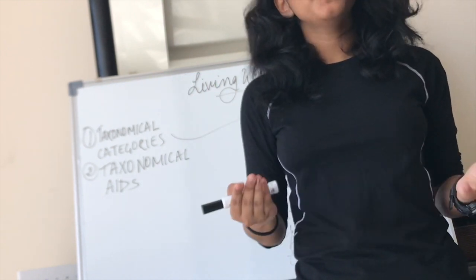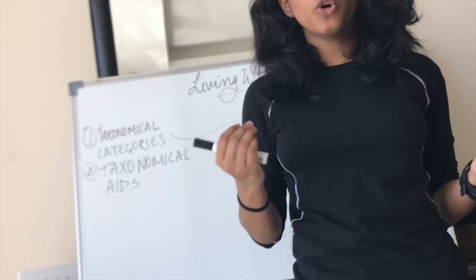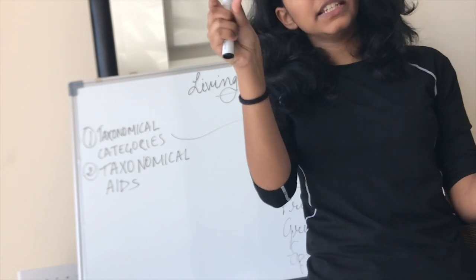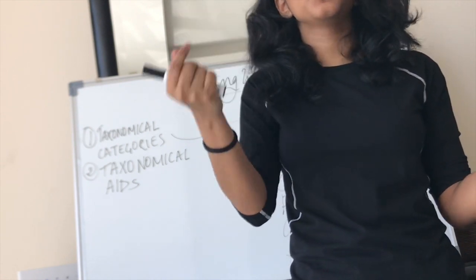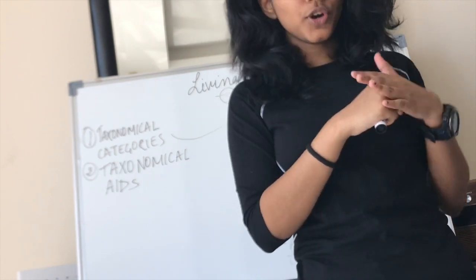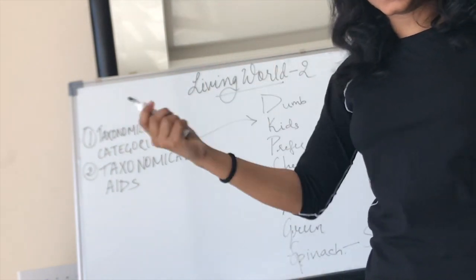Similarly, we have humans. Humans are Homo sapiens, as everyone knows. Homo is the genus name and Homo sapiens is what we are, that is the particular species. So if you understood what species are, let's move to the next category.